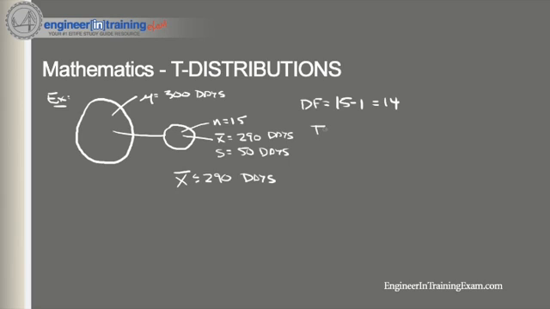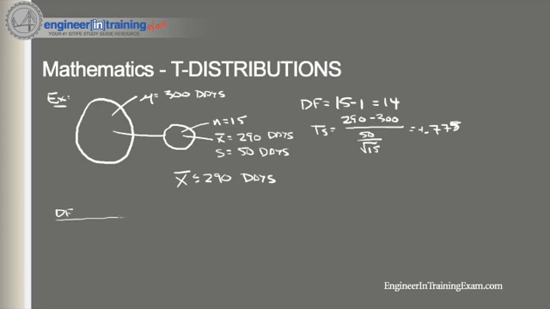Now let's find a t-score. We take our sample mean, which is 290 days, minus the population mean, which is 300 days, divided by the sample standard deviation divided by the square root of the sample size. And we find that we got 0.775. That comes out to negative, but due to symmetry we can ignore the negative, so 0.775.